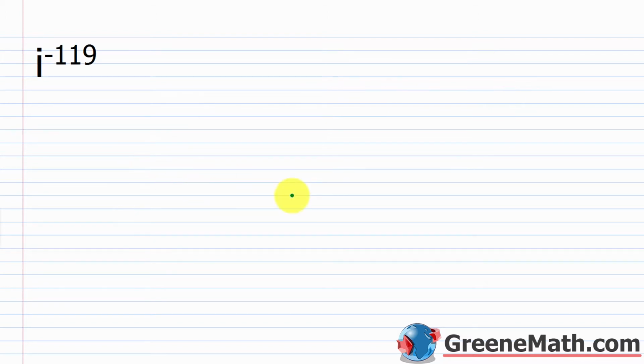All right, let's take a look at one more. So we have i raised to the power of negative 119. So again, what do I do with a negative exponent? Reciprocal of the base, make the exponent positive. Okay, not that bad. Let me make that 9 a little better for you.